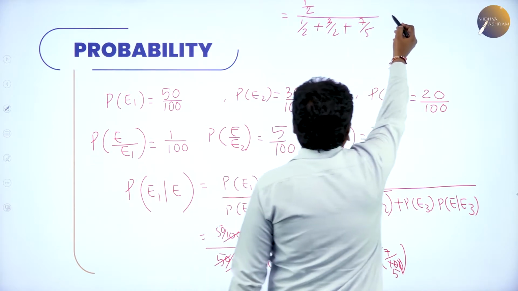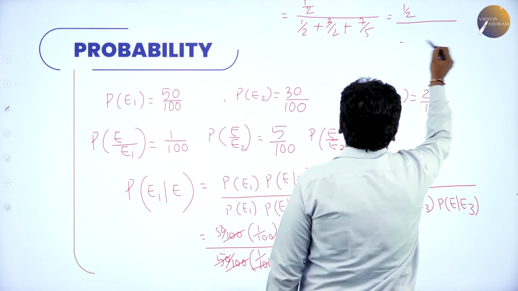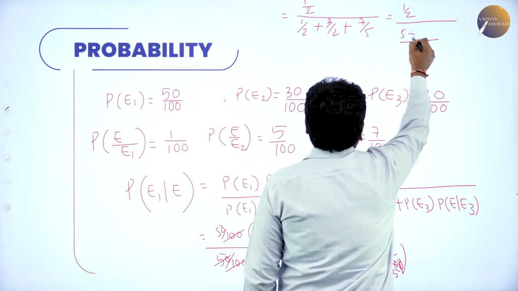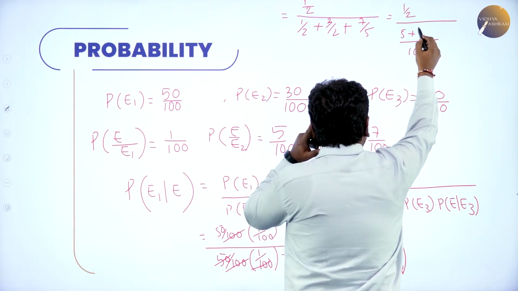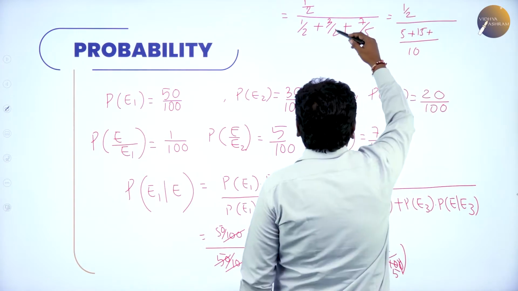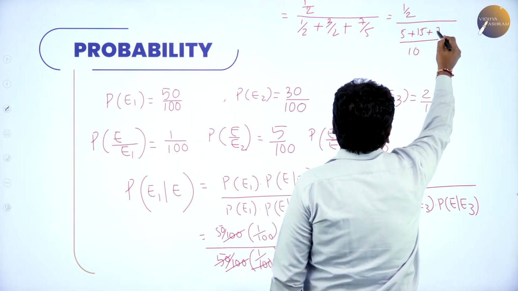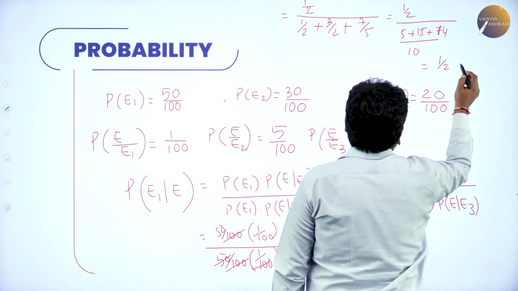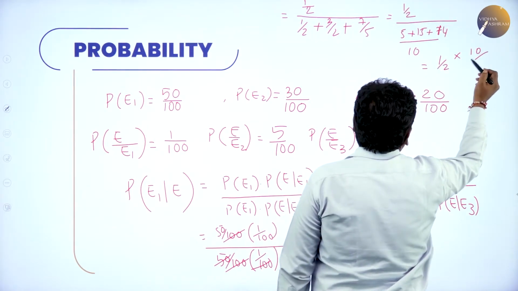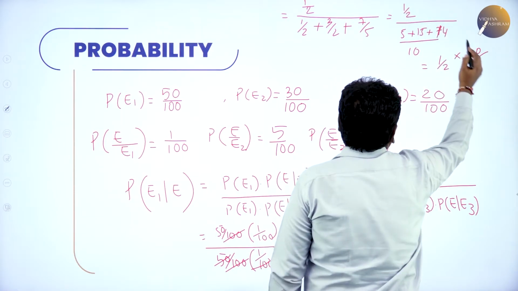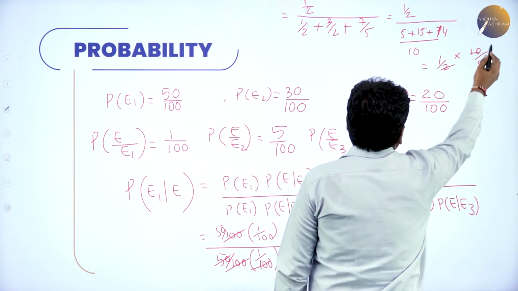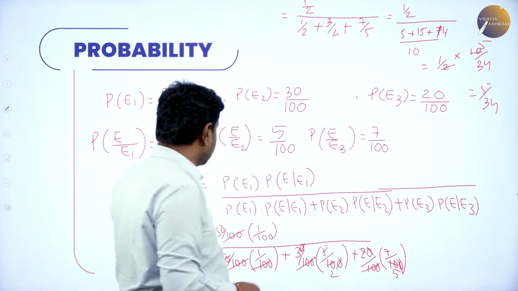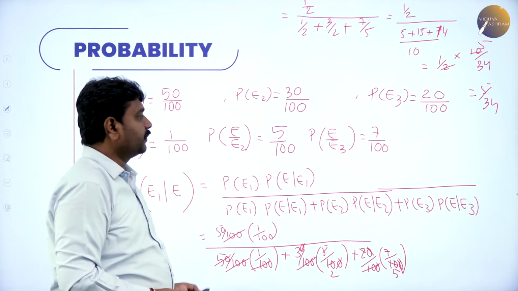Now further you simplify this, 1 by 2, denominator LCM is 10, and this will be 5, 5 3s are 15, plus 2 5s are 5 3s are 15, yes, 7, 2s are 14. Simplify this, so it will become 1 by 2 into 10 divided by 20, 20 plus 14, 34, 2 ones are 2 5s are 5 by 34. Further you can simplify. So what is important? Getting this formula is important.